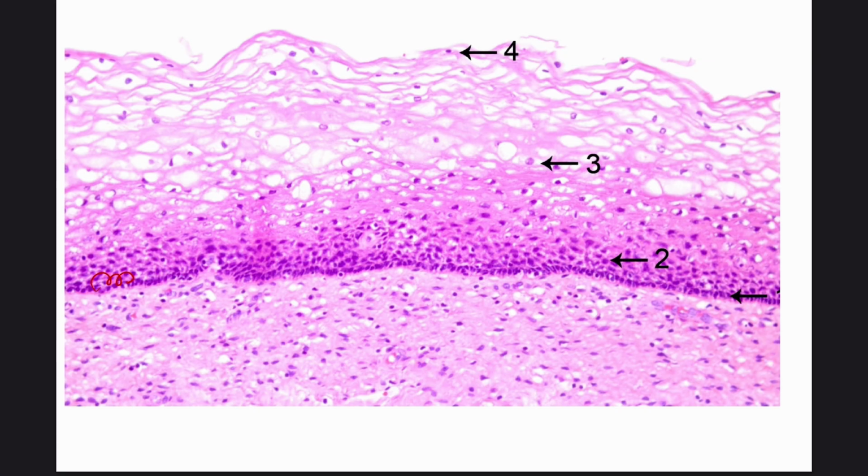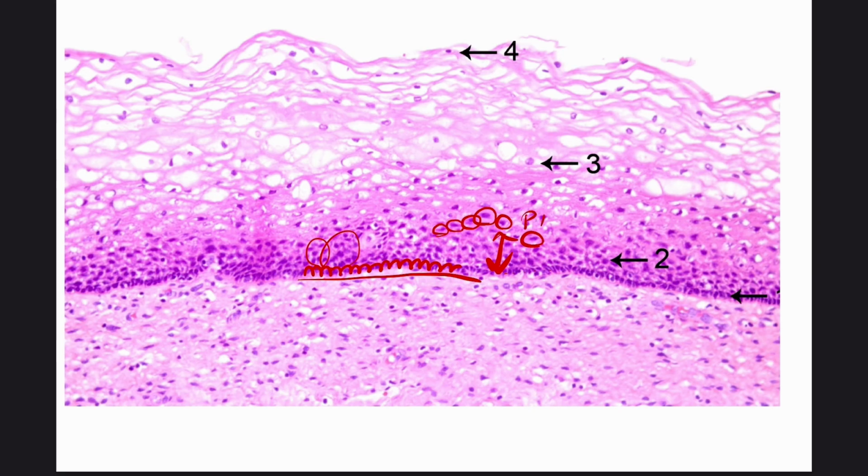This is the high power view of the ectocervix showing you the stratified squamous epithelium. It appears as if it is a skin biopsy tissue. This is the basement membrane. Upon the basement membrane are the basal cells. They have basally located nuclei. Above the basal layer is the parabasal layer, showing the parabasal cells, which are small, with a round nucleus and scant cytoplasm.